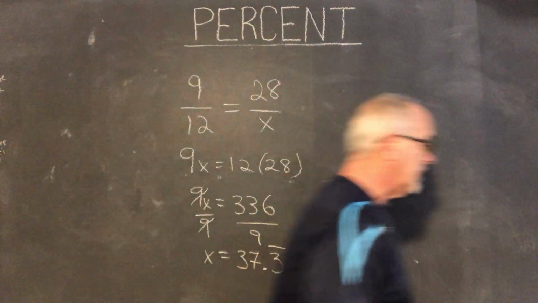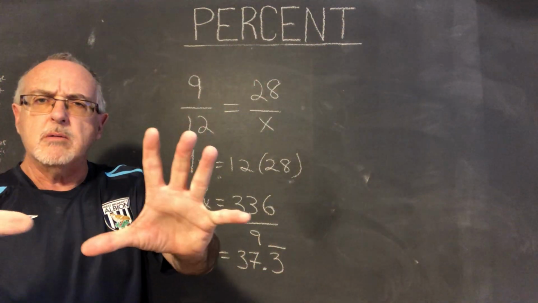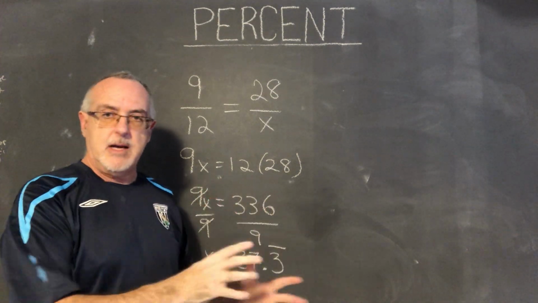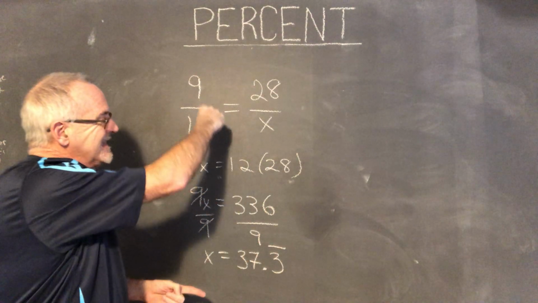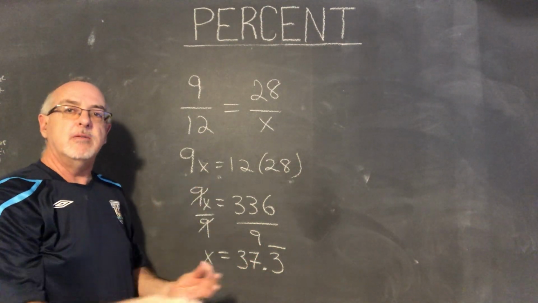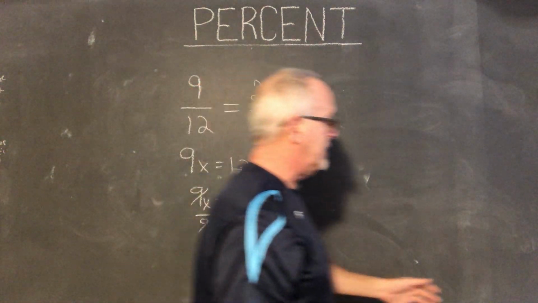Okay, that was the last example I put aside of this style. Now what I want to do with the rest of the time is I want to do some word problems. And the word problems really are percent. It's just that some of this math is going to happen in steps when we're solving the word problems. That's why I wanted to do a bunch of cross multiplication to practice it.